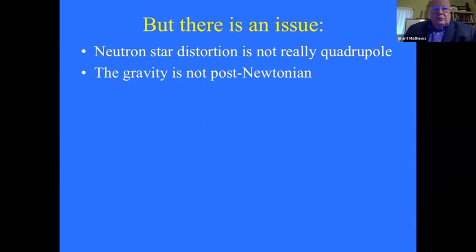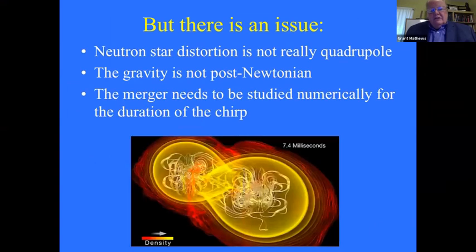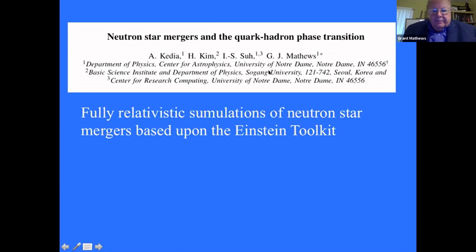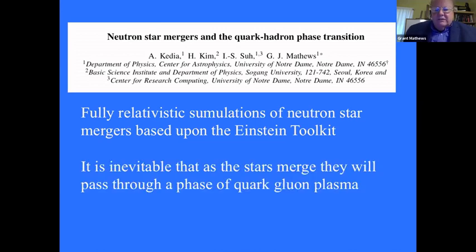Neutron stars are not really quadrupole. Gravity's not post-Newtonian. There's very complex geometry that can come in. This is part of the motivation for a paper that my student Atul Kadia and Insang Su and Hee Kim and myself have been working on, using fully relativistic simulations of neutron star mergers based on the Einstein Toolkit, the exact solution of the field equations in a method called BSSN. But more importantly, we've adapted it to investigate a variety of equations of state. And what we've discovered is there's something very interesting.